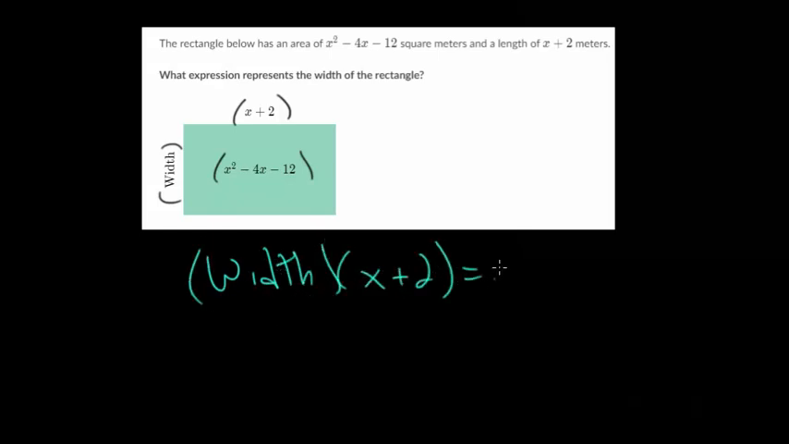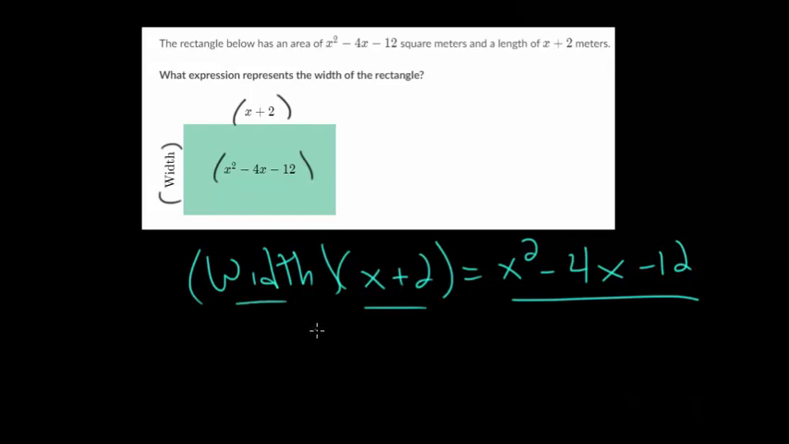So this example is essentially using the area model, that this expression here, this x plus 2 times whatever the width is, which will be another binomial expression, that these two multiply together to give us this quadratic expression here, this x squared minus 4x minus 12. So essentially, we have that the width multiplied by x plus 2 would give us x squared minus 4x minus 12. So essentially, we need to factor this expression, x squared minus 4x minus 12, but they've already given us one of the binomial factors. So we just have to figure out what the other one is.